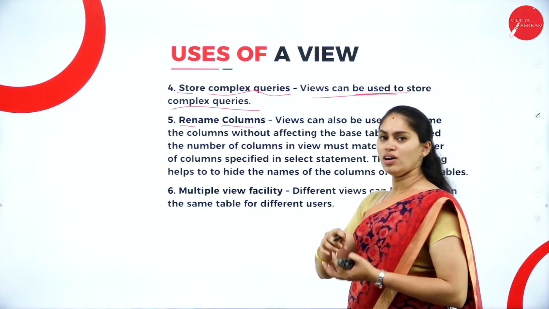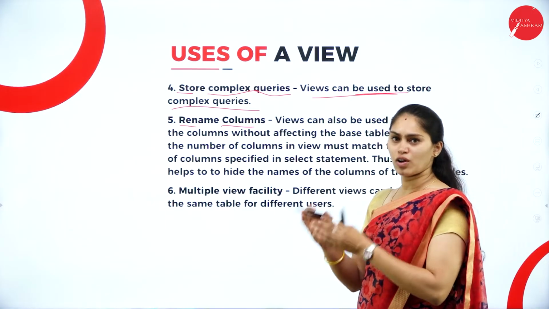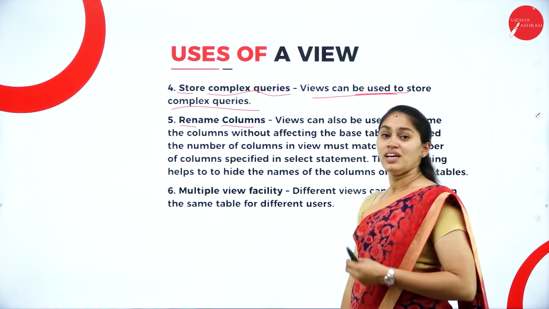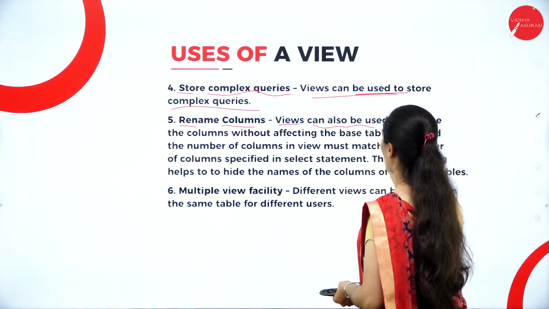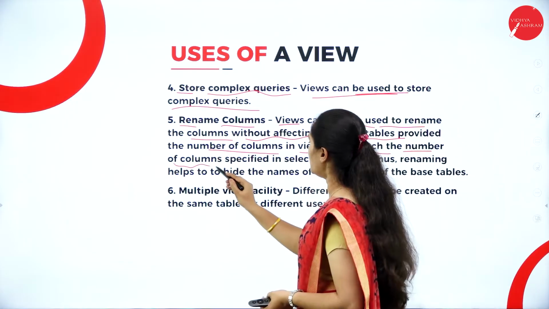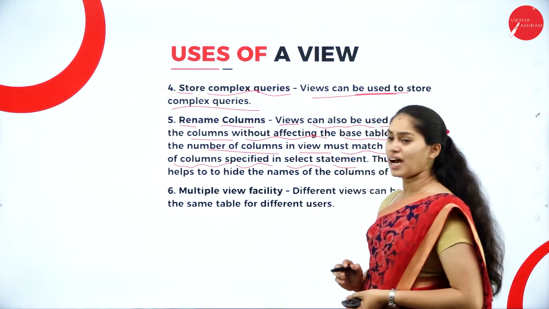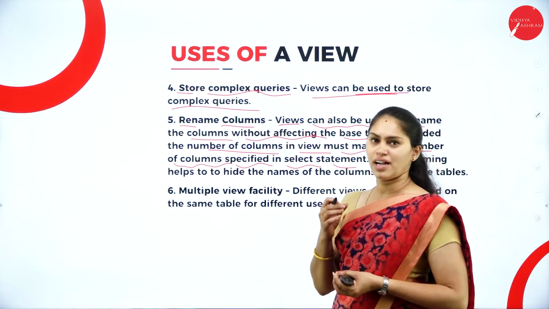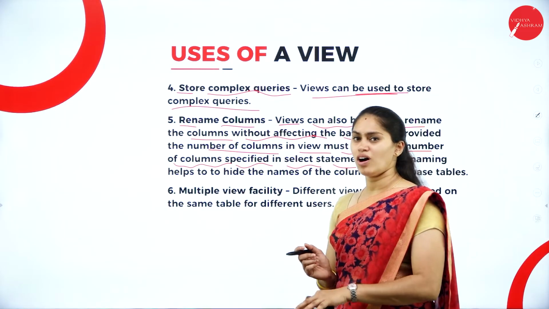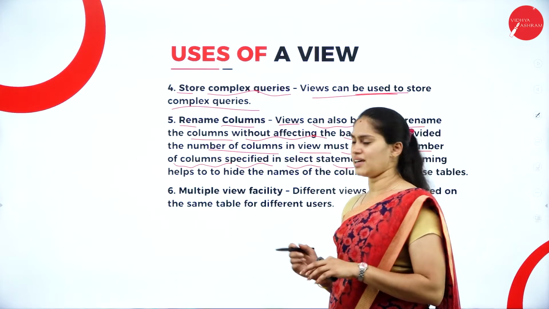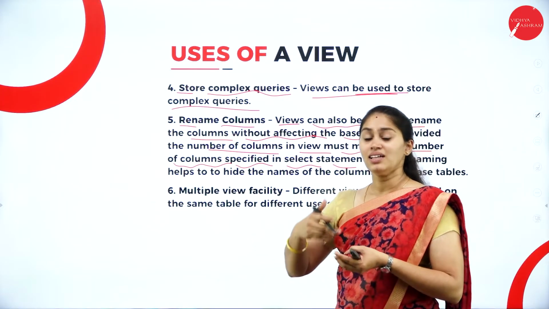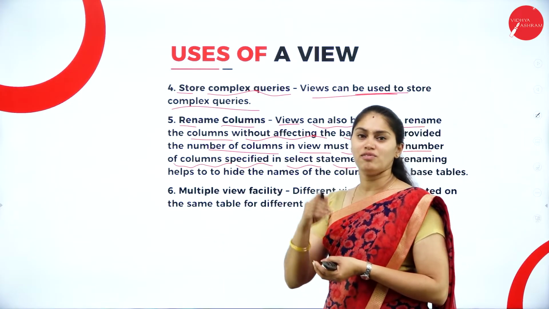Rename columns. When you are fetching certain fields or columns from different tables in order to create a view, there is a possibility of renaming a column, so views can also be used to rename the columns without affecting the base table. So wherever you have fetched that column, it can be renamed. If you rename it in the view table, that is not going to affect the original table from where you are fetching, right?